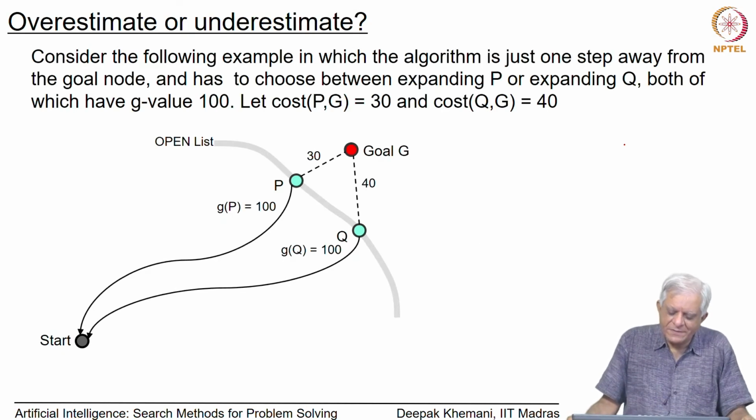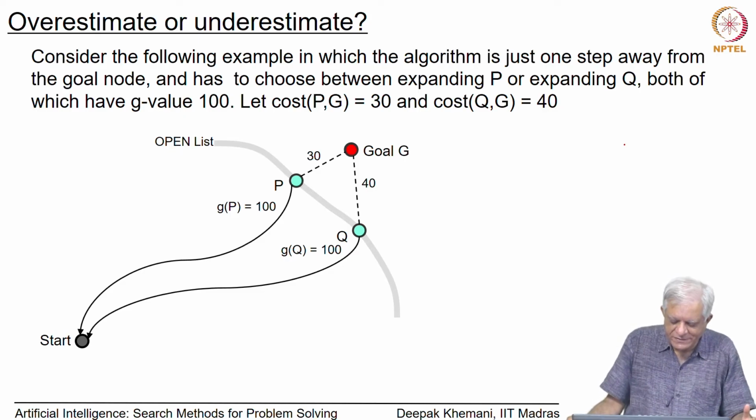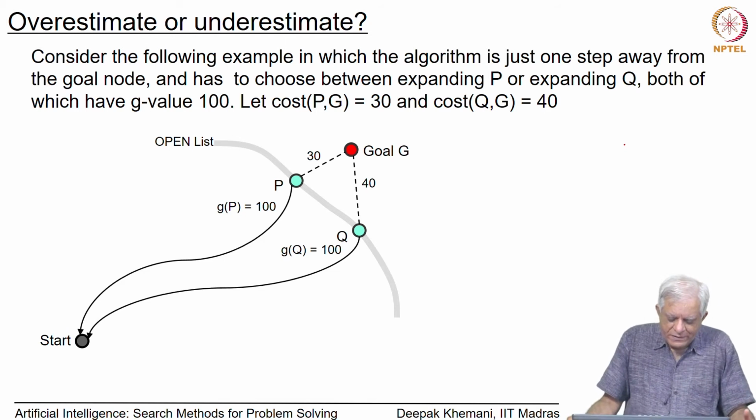So, should we underestimate the distance to the goal or should we overestimate the distance to the goal? That is a question that we are asking at this moment. This is a small example in which, for the sake of simplicity, we assume that there are two nodes on open, P and Q, that we have to choose between.